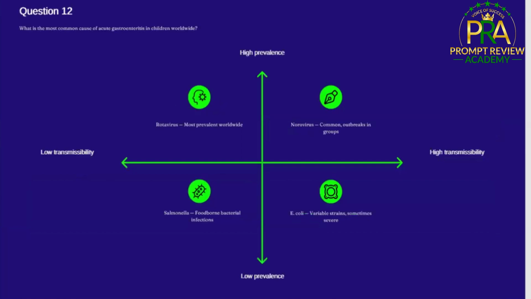What is the most common cause of acute gastroenteritis in children? We talked about this one. So the answer is what? Rotavirus. We said it. Rotavirus is the most prevalent worldwide.